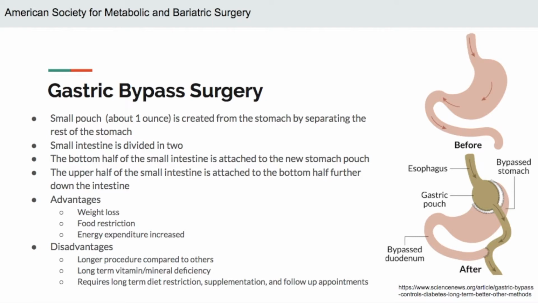So the surgery works for many reasons. The new stomach pouch is smaller, so you have less caloric intake. There's less digestion of food, so you have less calories and fat being absorbed into the body. And this also changes the gut hormones to promote satiety, suppress hunger, and reverse the primary mechanism behind type 2 diabetes. The advantages include weight loss, food restriction, and increased energy expenditure, and disadvantages include a longer procedure compared to other surgeries, long-term vitamin and mineral deficiencies, and this also requires long-term diet restriction, supplementation, and follow-up appointments.